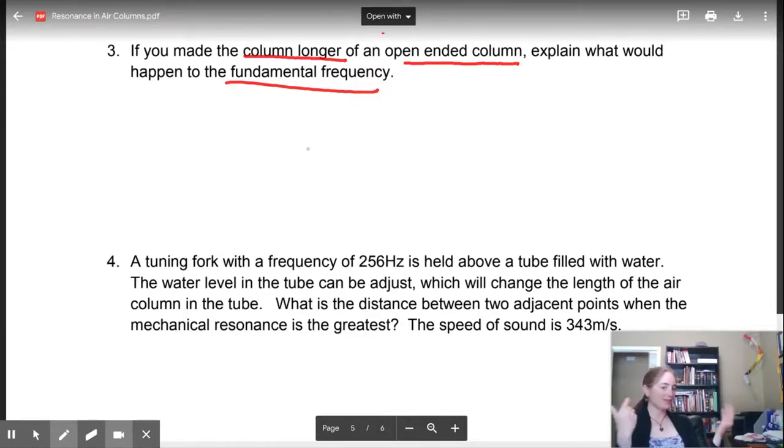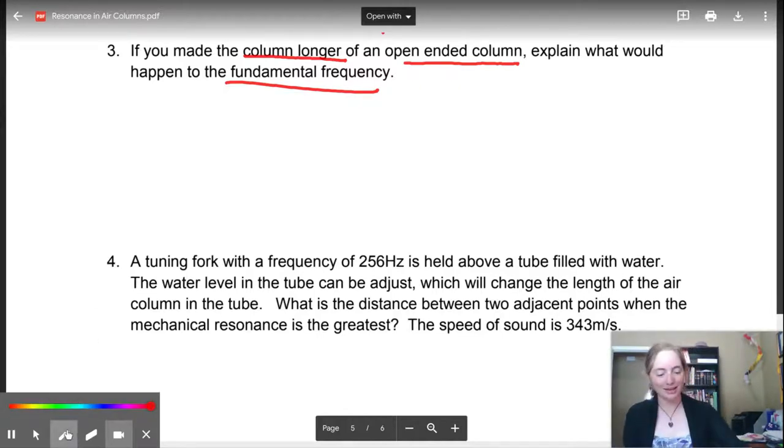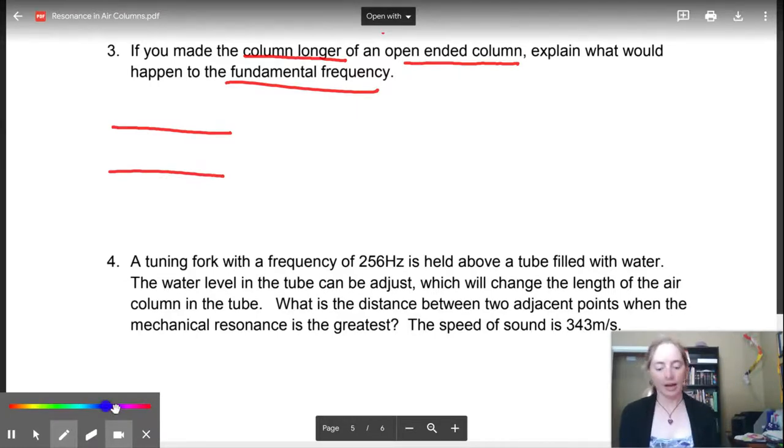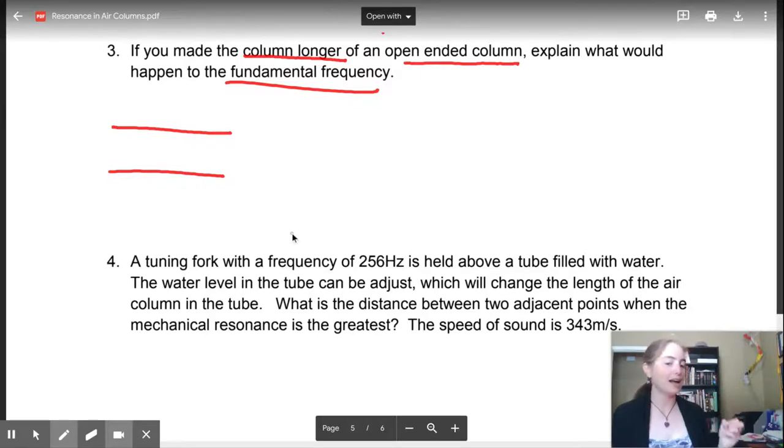Well, what would happen if we did the opposite? What if we made the tube larger? You would expect that the frequency would decrease as our wavelength got larger. But let's draw this. Here is an open-ended tube. And once again, keyword, fundamental frequency. That means it has to be the first point of resonance. On an open-ended tube, in order for resonance to occur, you have to have an antinode at both ends.